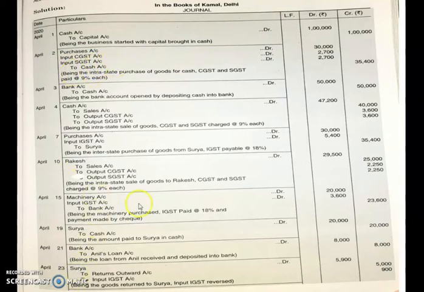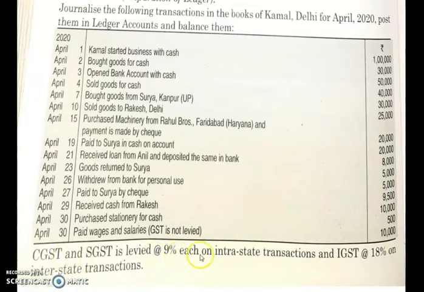In the question it is given that in case of intrastate transaction, CGST and SGST is 9%, and in case of IGST it is 18%. It is given 9% each. Each means 9% for CGST and 9% for SGST. It is not 9% divided into 4.5 and 4.5. Each means 9 for CGST and 9 for SGST.